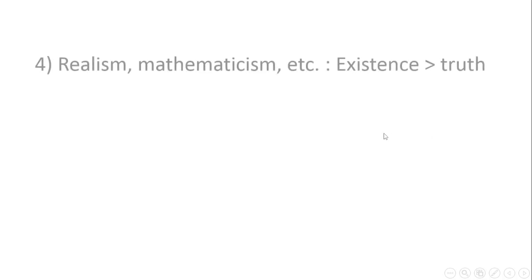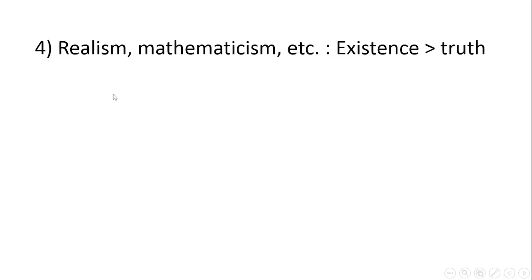So the fourth model for the fundamental nature of reality is the realistic model. Theories like realism, mathematicism, physicalism, etc. have a tendency towards the ontological aspect of reality. In other words, they focus on existence more than they focus on truth. So they suggest that a higher level of one side, like existence in ontology, can dominate lower levels of both ontology and epistemology.